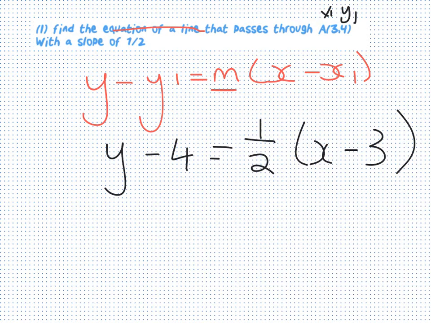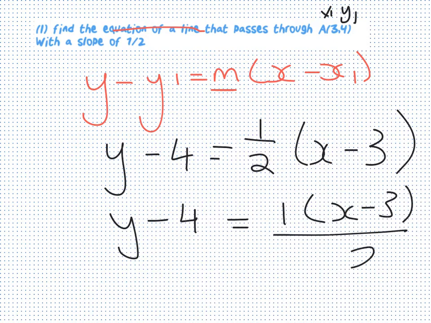And again, you want to try and tidy this up a little bit. If I was to write this a little bit neater, that would be y minus 4 equals 1 times x minus 3, all divided by 2. Once I rearrange it and just write it like that, it will make things a little bit easier. So I'm going to multiply both sides by 2.